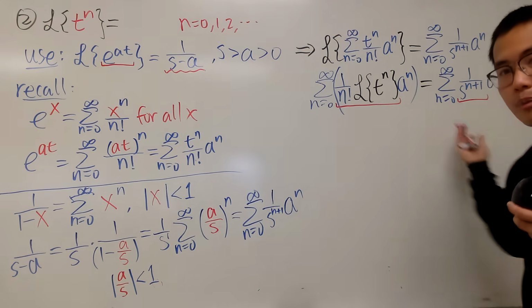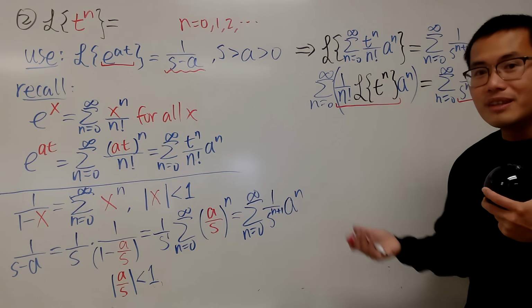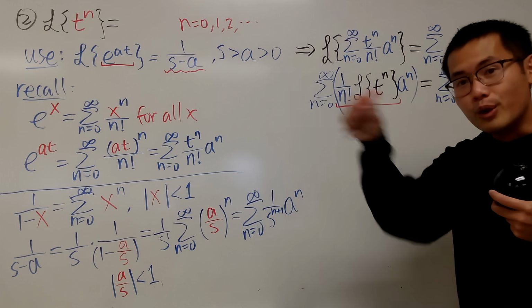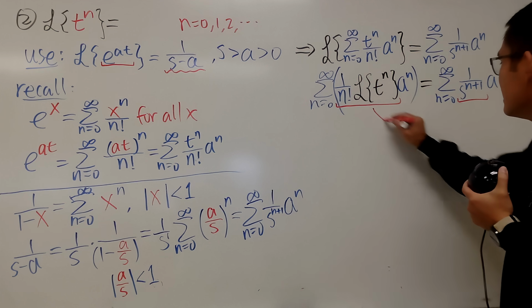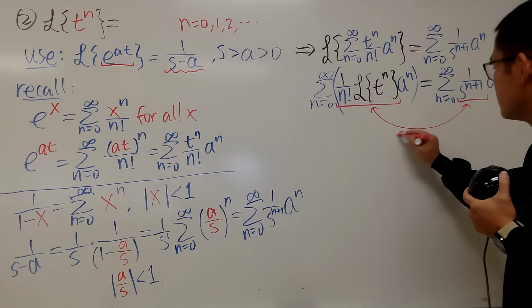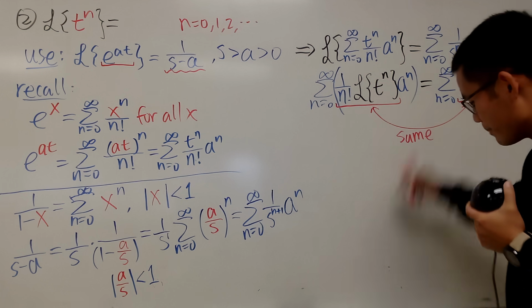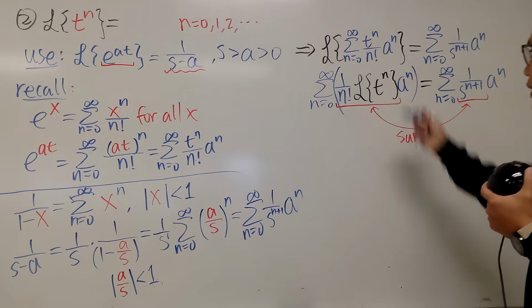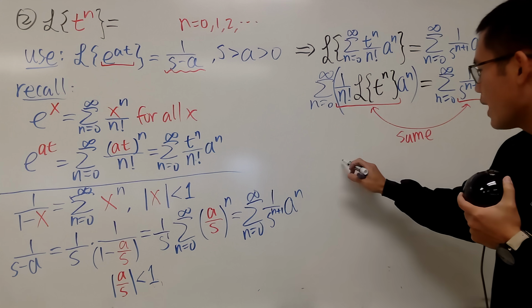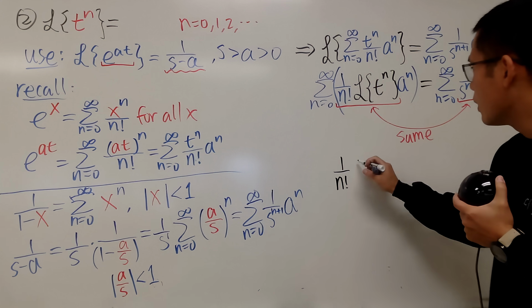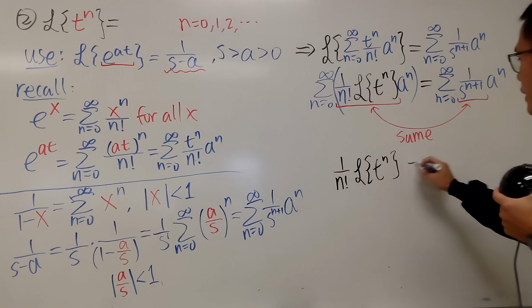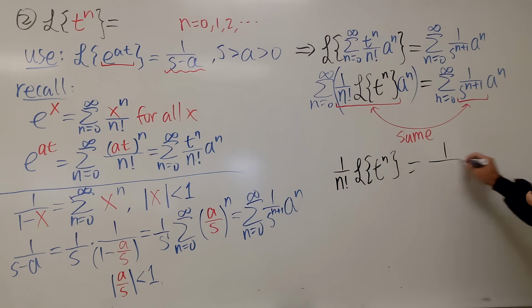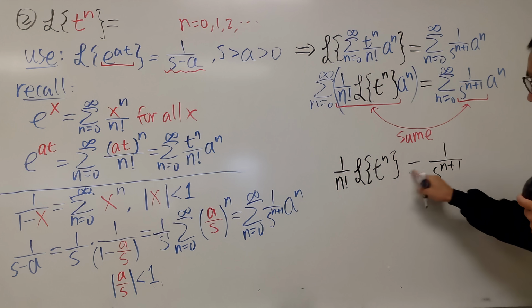And in order for the polynomials, or the infinite series, to be equal to each other, the coefficients have to equal each other. So we can conclude that this and that must be the same. So with that said, we actually just have 1 over n factorial times the Laplace transform of t to the nth power. This has to be the same as 1 over s to the n plus 1.